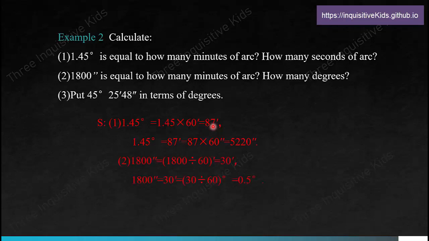Second question. 1,800 seconds of arc is equal to how many minutes of arc, and how many degrees is it? Well, we divide by 60 to get 30 minutes of arc. And then since we already know that 1,800 seconds of arc is equal to 30 minutes of arc, then 30 divided by 60 will be the degrees, which is equal to 0.5 degrees.